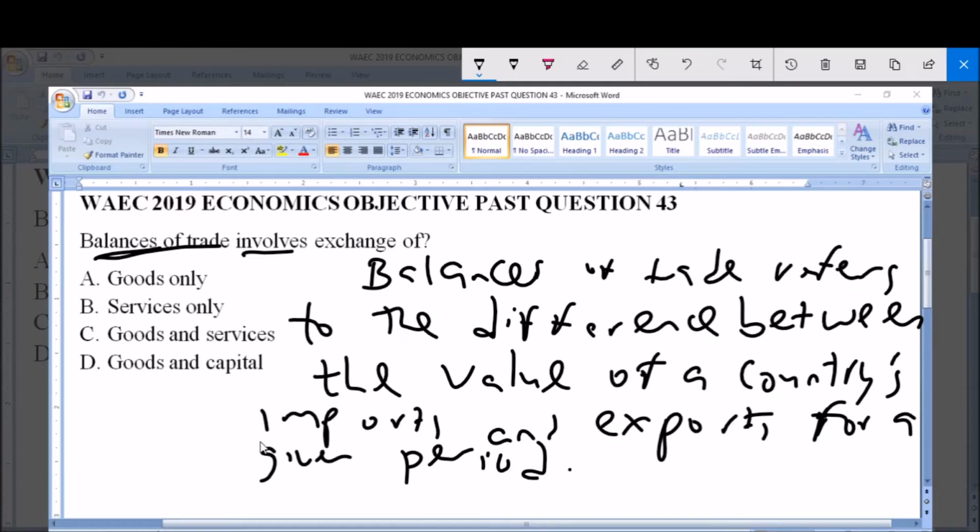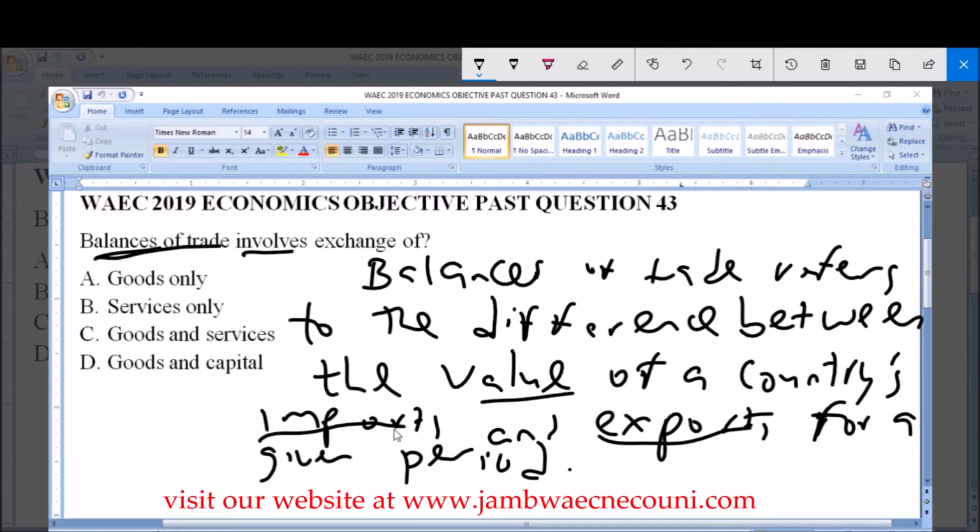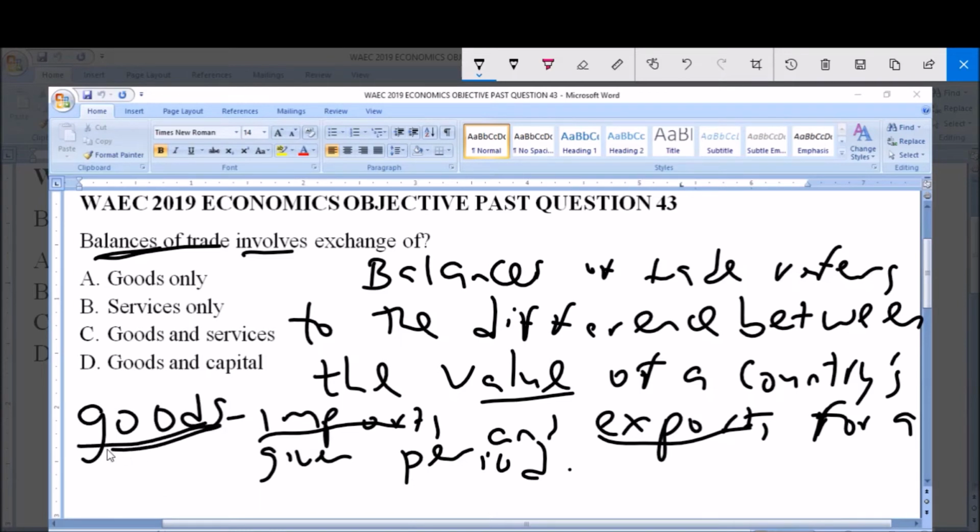Now, when you talk of imports and exports and the value gotten from it, what comes to mind is goods, because goods are the ones that are usually imported and exported directly. Goods. So from this we can deduce that the concept of balances of trade involves just goods and not services. So the answer is A, goods only.